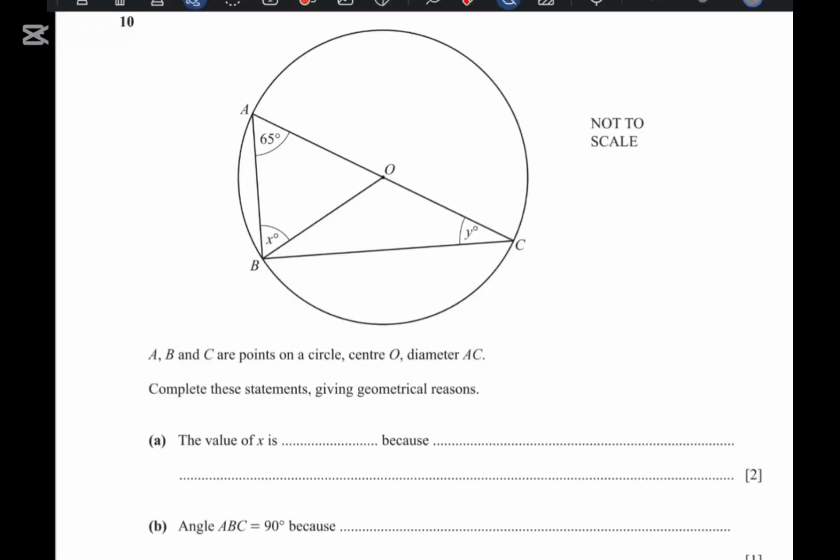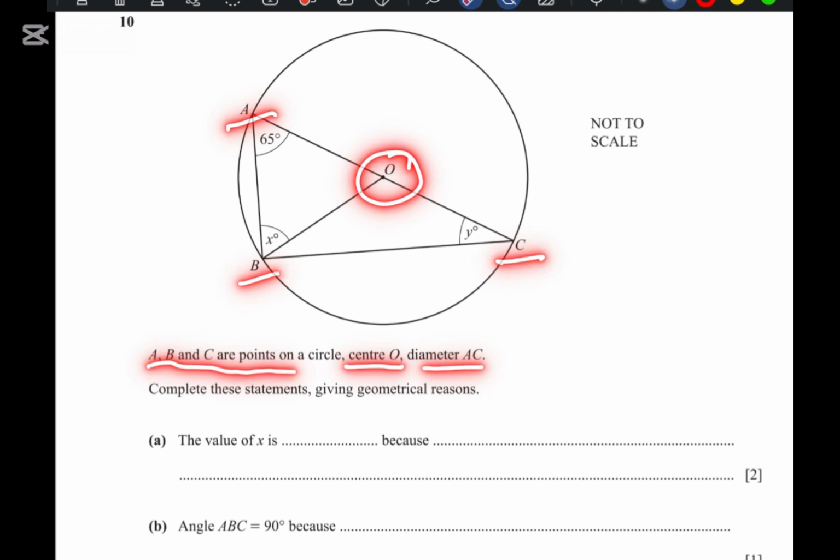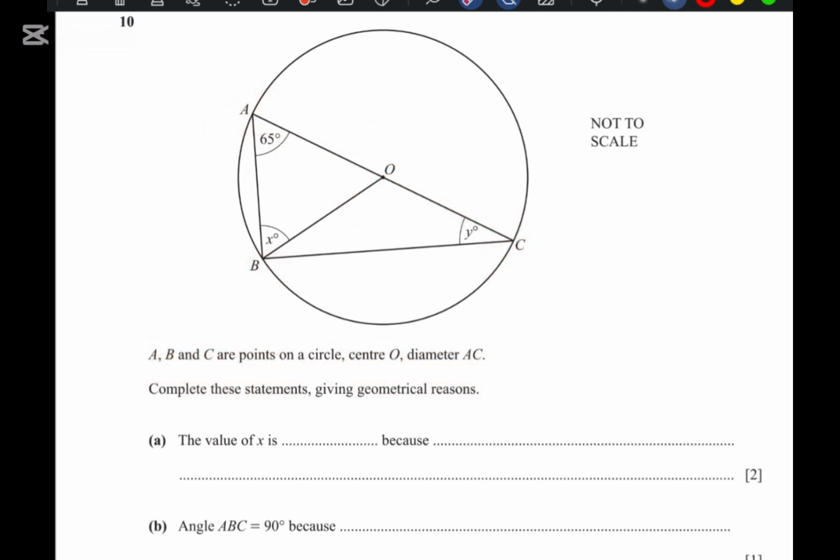Question number 10. A, B, C are points on a circle, center O, diameter AC. So A, B, C are the points on the circle, this is the center, and AC is the diameter. Complete these statements A, B, and C, giving geometrical reasons.